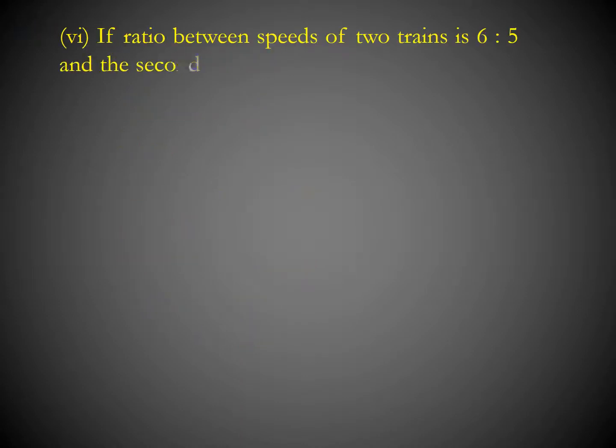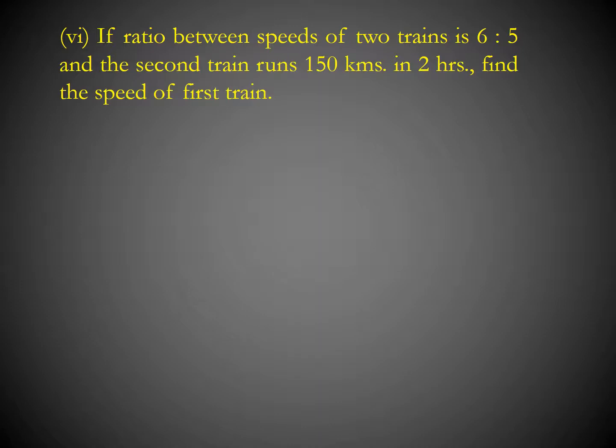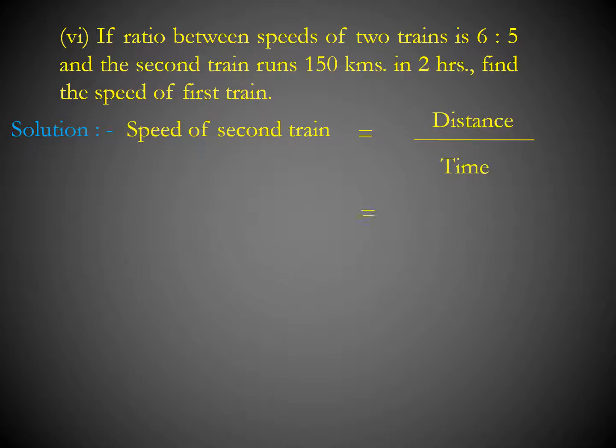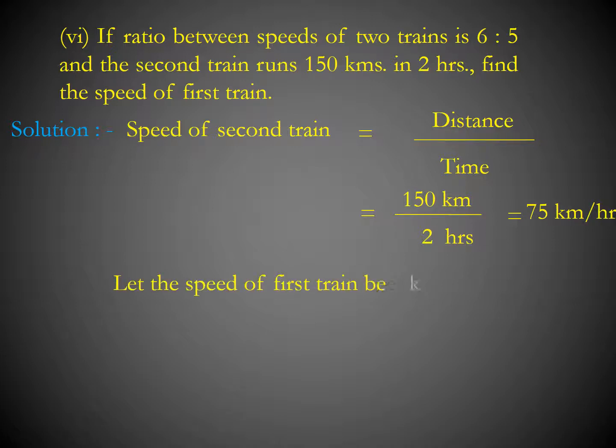Our next question is, if ratio between speeds of two trains is 6:5 and the second train runs 150 kilometers in 2 hours, find the speed of first train. So here it is given that speed of second train is 150 kilometers in 2 hours, means it is given in the form of distance and time, and we know the formula of speed is distance upon time. So it will be 150 kilometers upon 2 hours, that is 75 kilometers per hour.